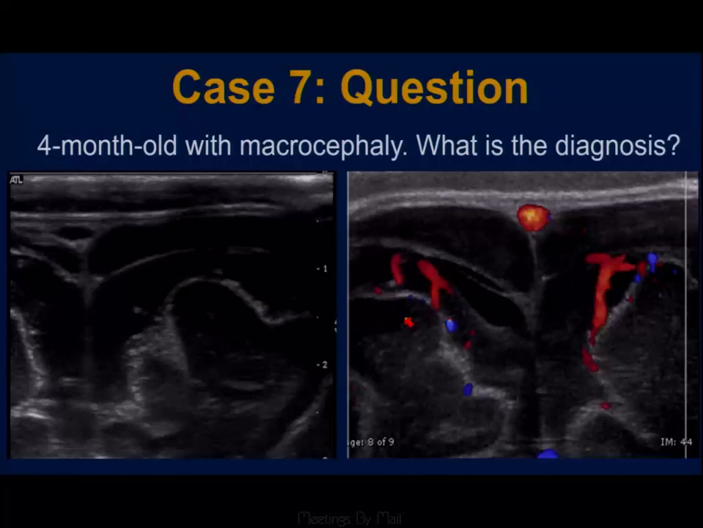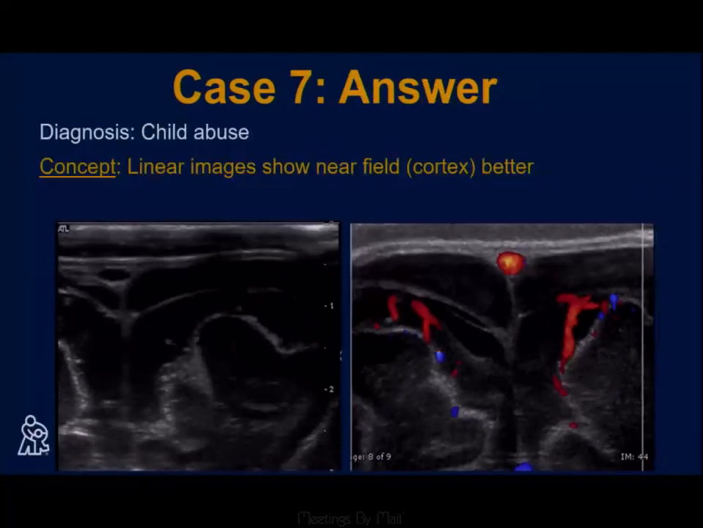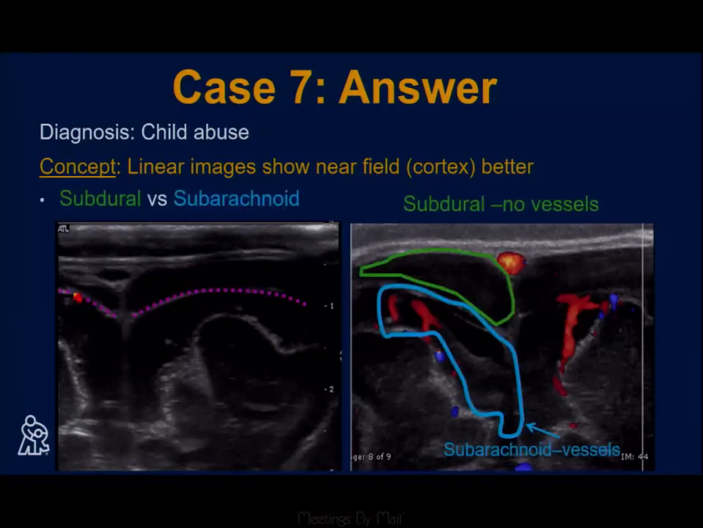And finally, this is a 4-month-old with macrocephaly. And this is one of those really common boards questions. So the diagnosis really here is child abuse. So again, the concept is these linear images are really helpful to differentiate between what's happening in this extra-axial space. So you have these subdural fluid collections here, you have these subarachnoid collections here, and you have this nice membrane between the 2 of them, separating your subdural space from your subarachnoid space.